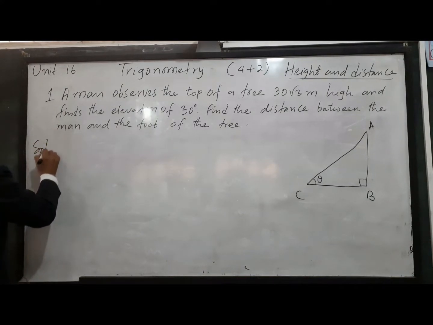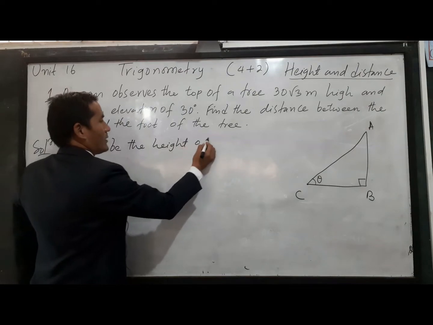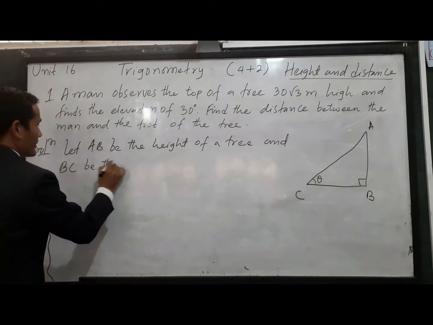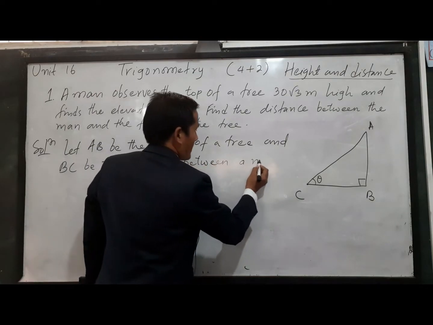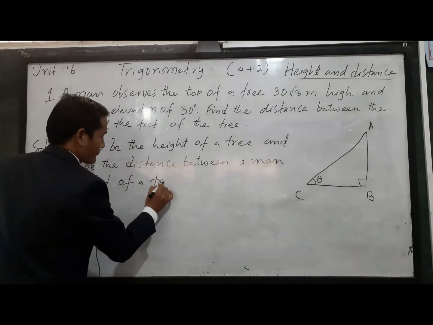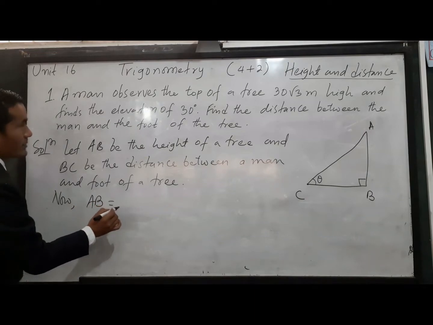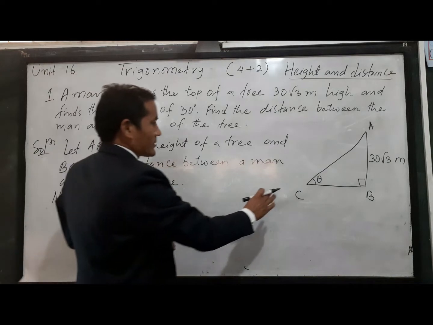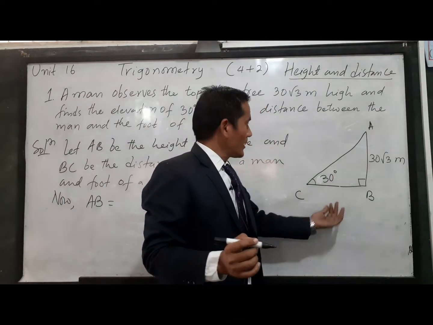Now let us solve the problem. Let AB be the height of the tree and BC be the distance between the man and the foot of the tree. The height of the tree AB is how much? 30 root 3 meters. The angle of elevation is how much? 30 degrees. So we have to find the distance between the man and the foot of the tree.